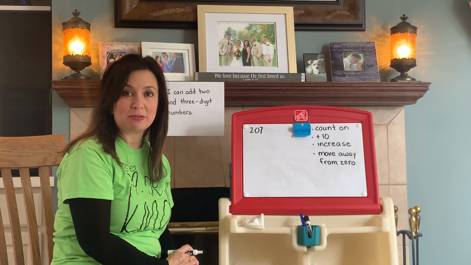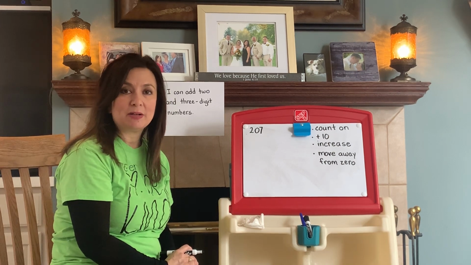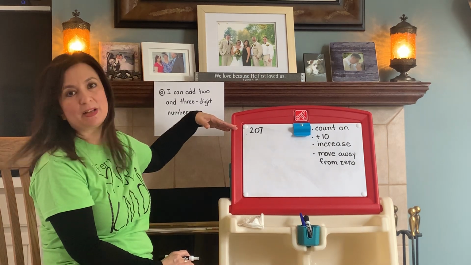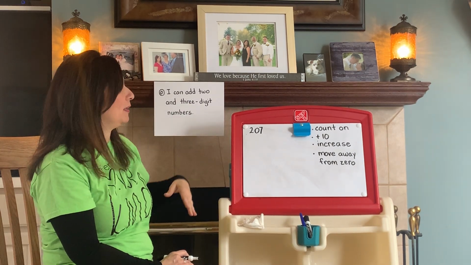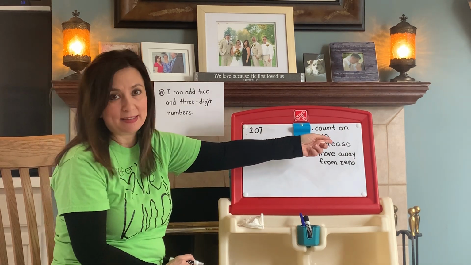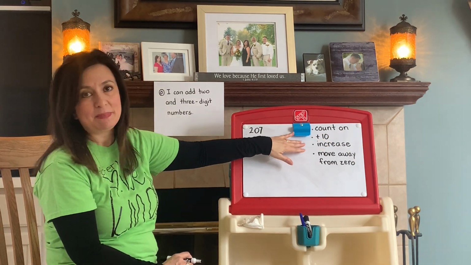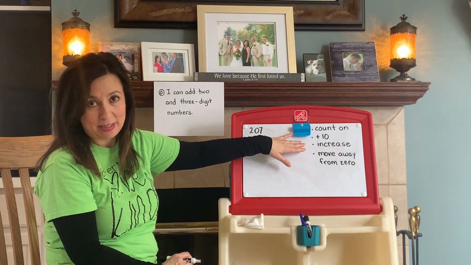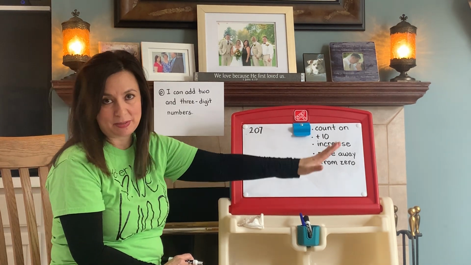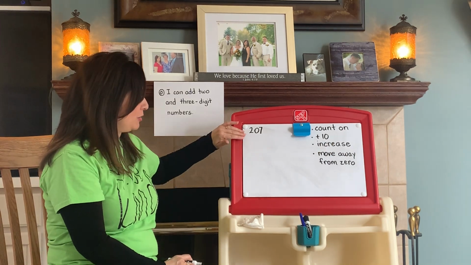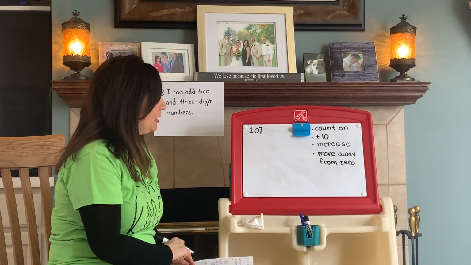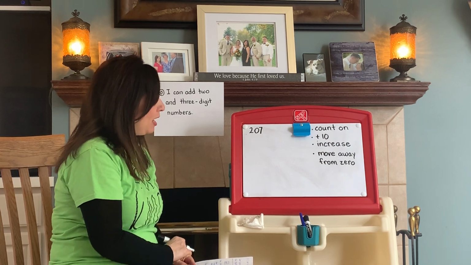Before we begin, we're going to start with a little warm-up. We are going to count by tens from a three-digit number. I chose the three-digit number 207. When we're counting on by tens, it means we're adding 10. When we're adding, that means the number is always going to increase, and we are going to move further away from 0. I started at 207, and you can count along with me as I write these numbers.